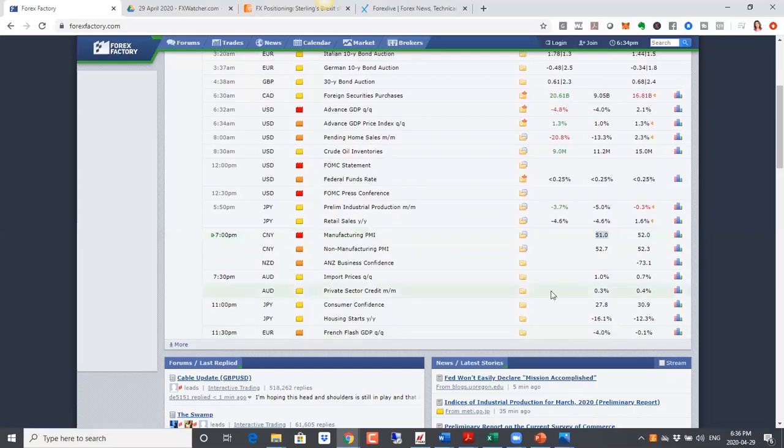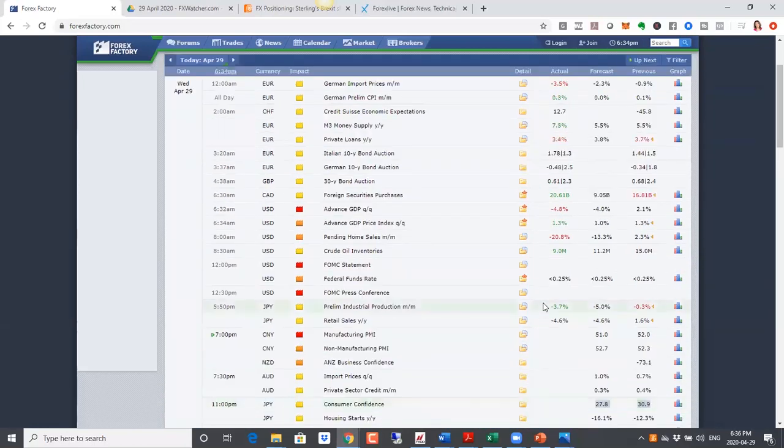And also, we have the consumer confidence number from Japan. It's expected to be lower than the previous number. Same thing applies here. If it is within a reasonable distance from this expected number, then it'll be fine. But if it does drop substantially, that will be a problem for the Japanese yen.